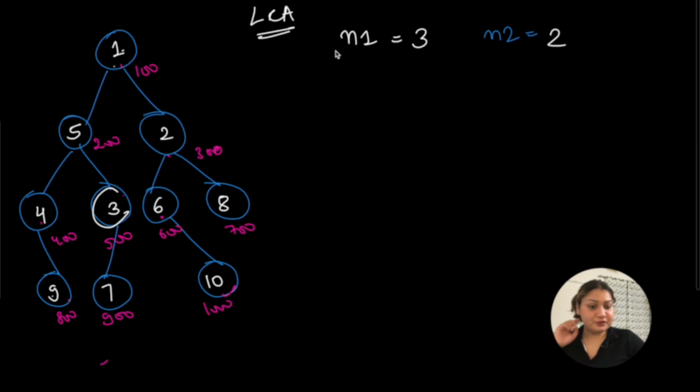Now let's try to dry run the LCA where n1 is 3 and n2 is 2. So we'll sit here, that is the root node. At root node, we'll check if 1 is equal to 3 or 2. No, it is not. Then we will go to the left. Left 5. Is it equal to 3 or 2? No. We'll go again left. 4. Is it equal to 3 or 2? No. We'll again go to left. Its left is not there. We'll get back here, 4's right. Now we'll go to 9.